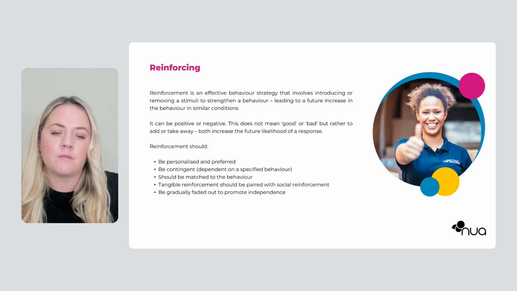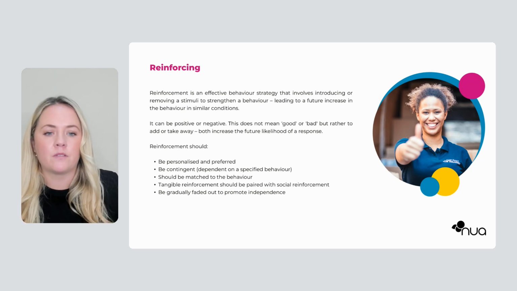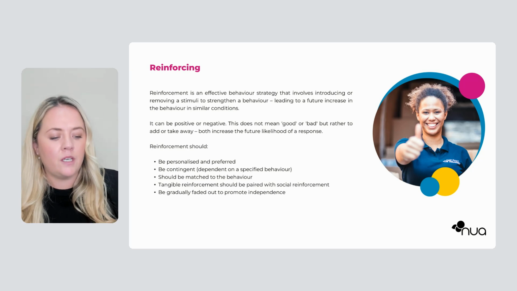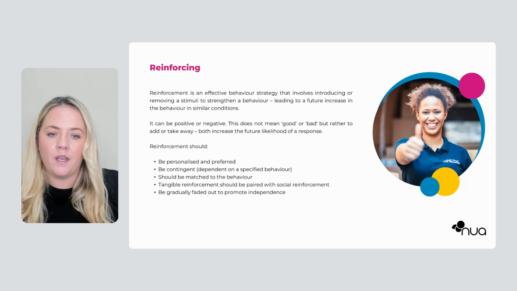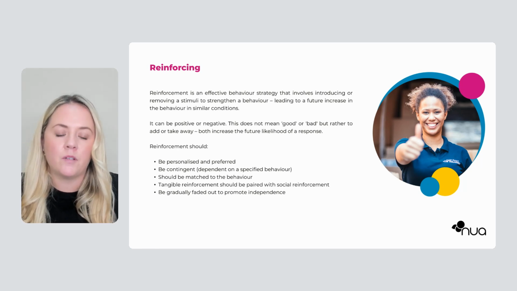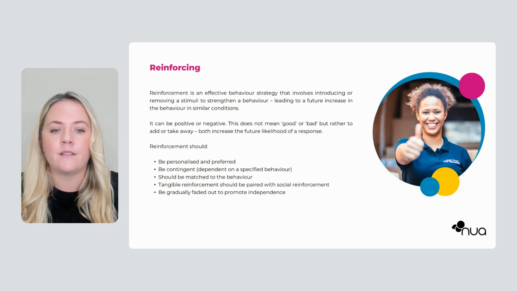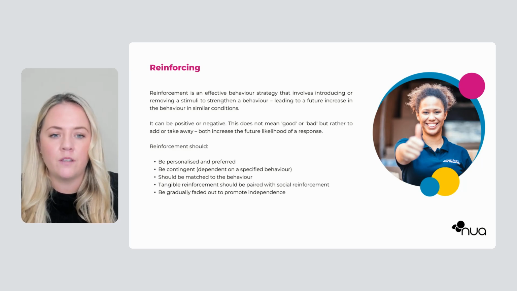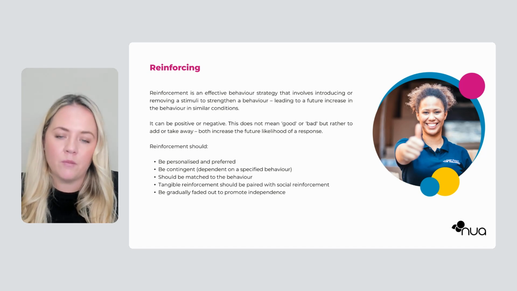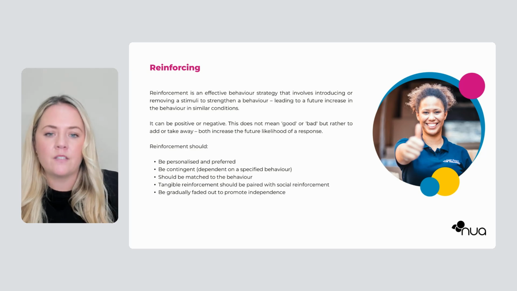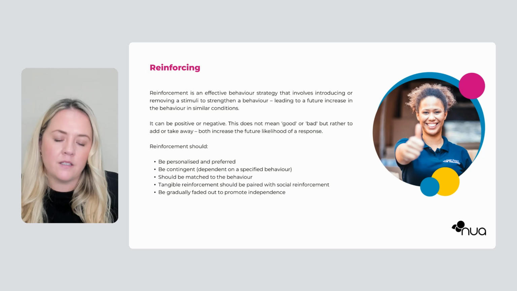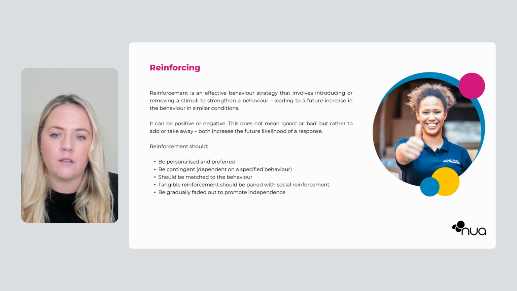Tangible reinforcement should also be paired with social reinforcement. If you're using something like giving somebody a toy or food as reinforcement to strengthen a behavior, it should always be paired with some form of social reinforcement, such as social praise, positive body language, and so forth, to make sure that we're not becoming reliant on those tangible reinforcers over time. And we're trying to fade out our reinforcement to promote independence and skill acquisition.